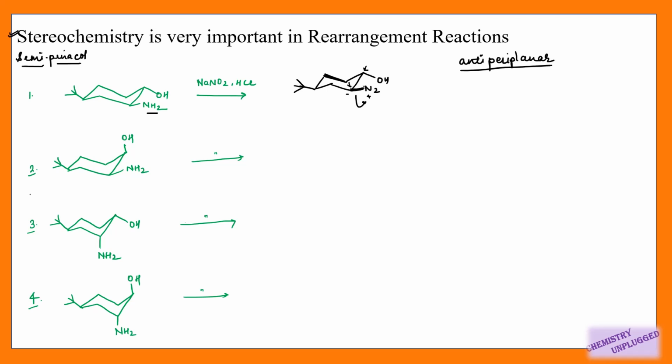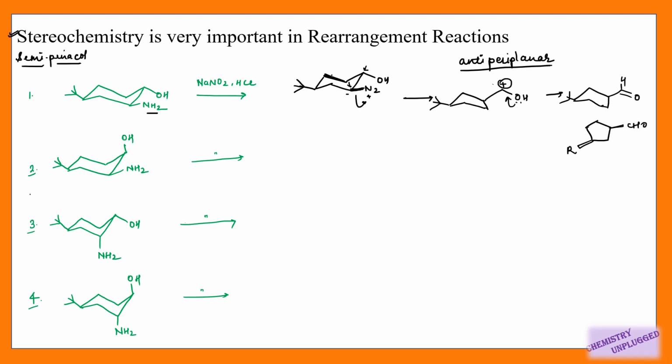So we can easily migrate this carbon and we will get a 5-membered ring here. Now this positive charge can be stabilized with this oxygen and we will get a CHO group attached here. So we will finally get a 5-membered ring. Suppose this is R, this will be the final product.